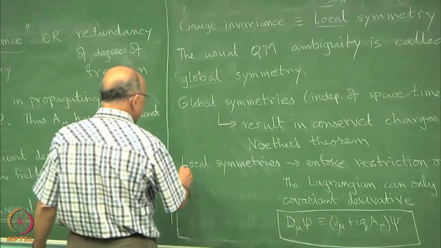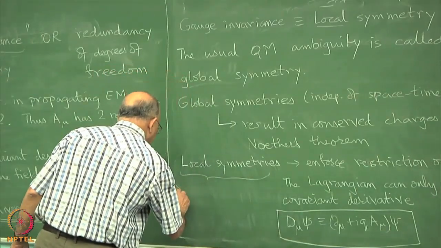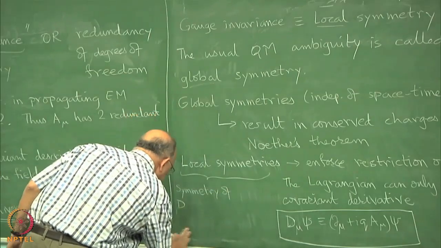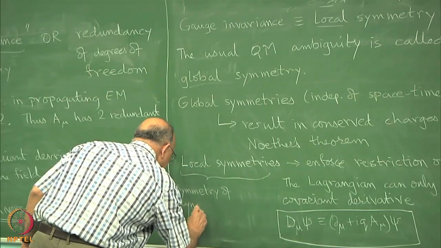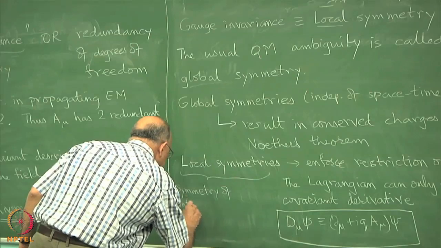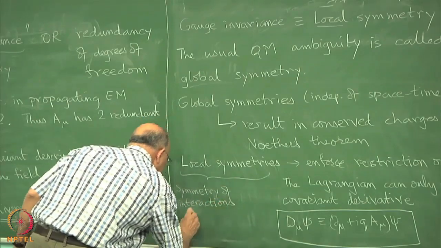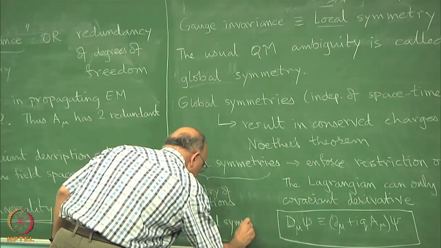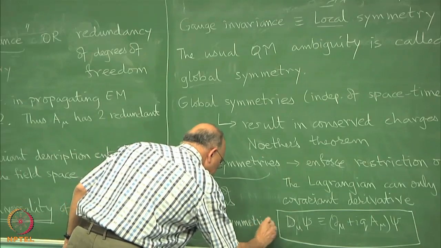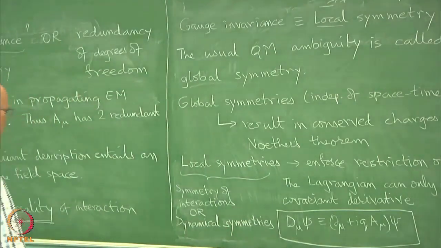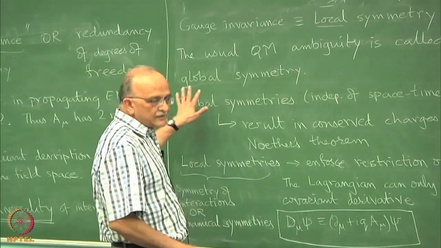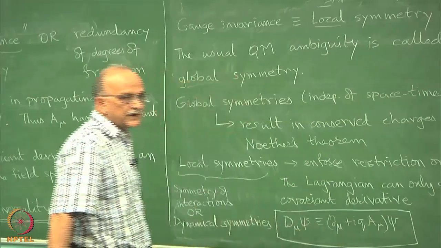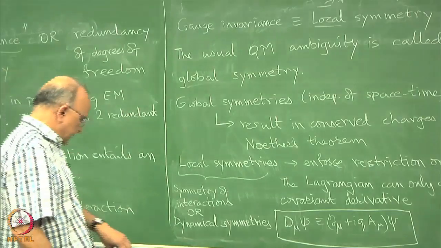And so sometimes Weinberg calls these dynamical symmetries, symmetries of dynamics or interactions. And the global ones are real symmetries because they give you conserved charges. These things give you no new conserved charges, but they enforce the kind of interactions you have. So that is the distinction between the two kinds of symmetries.